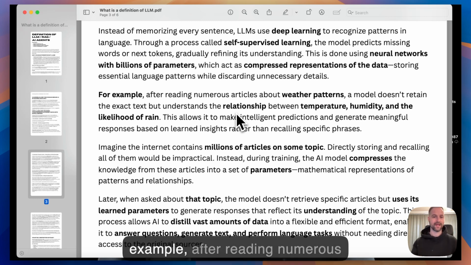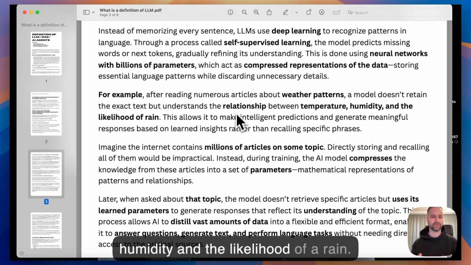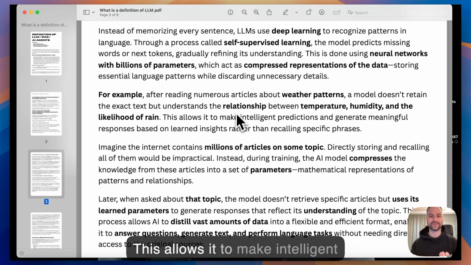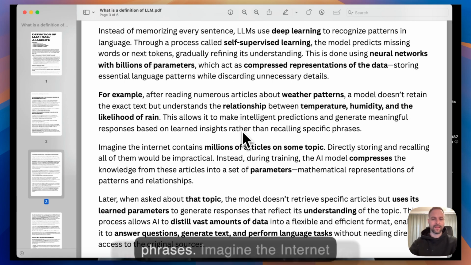So, for example, after reading numerous articles about weather patterns, a model doesn't retain the exact text but understands the relationship between temperature, humidity, and the likelihood of rain. This allows it to make intelligent predictions and generate meaningful responses based on learned insights, rather than recalling specific phrases.